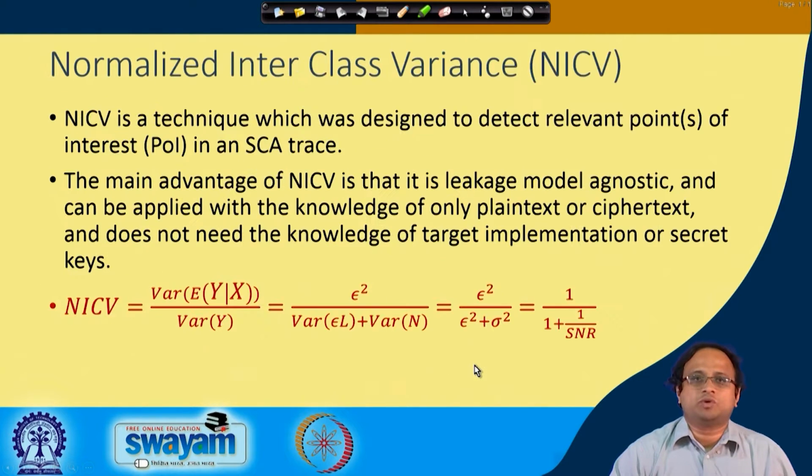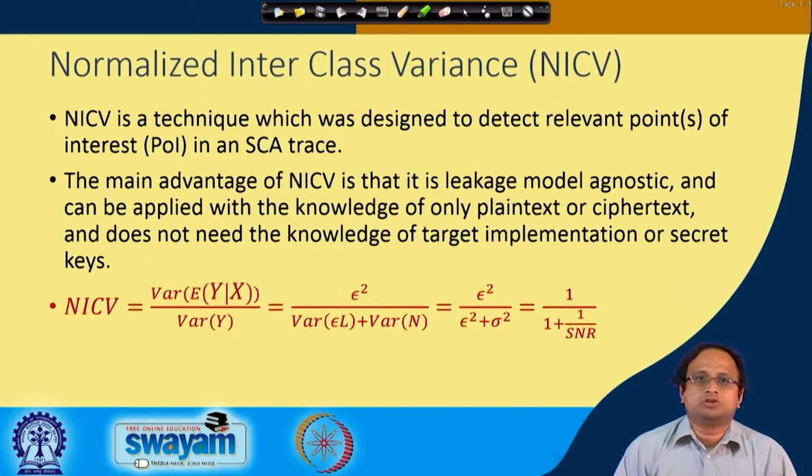So, once we have defined the value of SNR, we are all set to see how NICV can be defined. NICV, as I said, is a technique originally designed to detect the relevant points of interest in a side channel attack trace. The main advantage of NICV is that it is leakage model agnostic, and can be applied with the knowledge of only plaintext or ciphertext, and does not need the knowledge of the target implementation or the secret key.